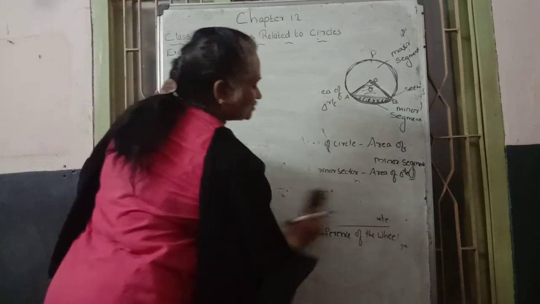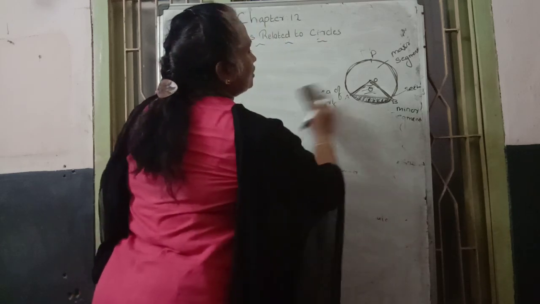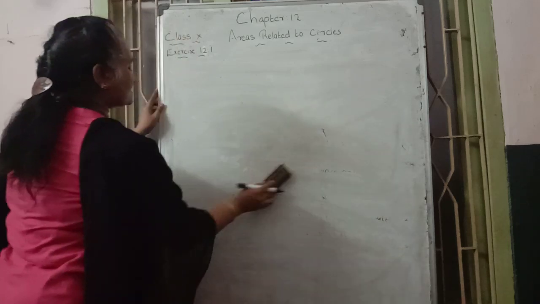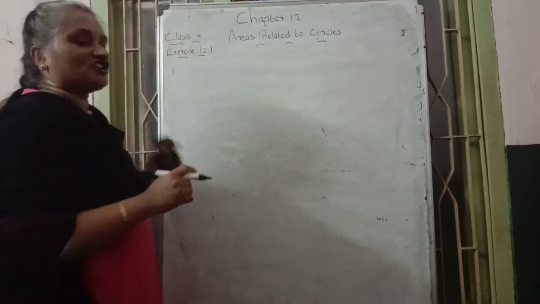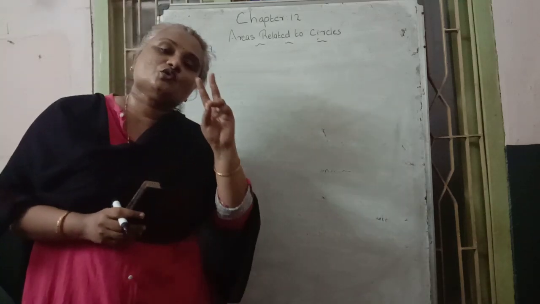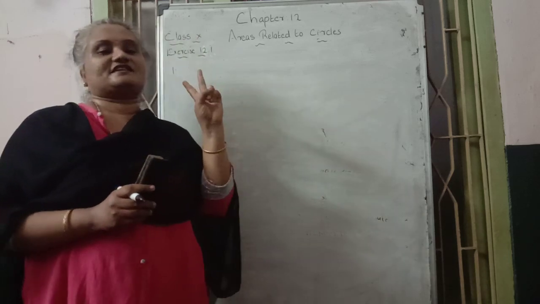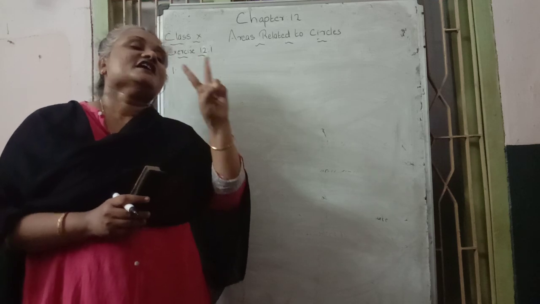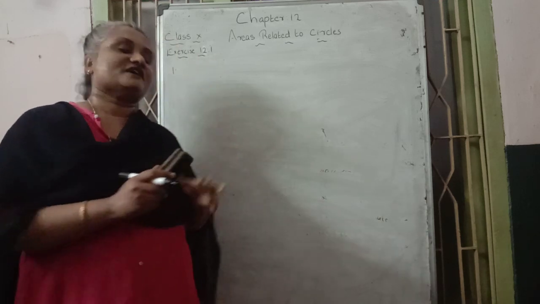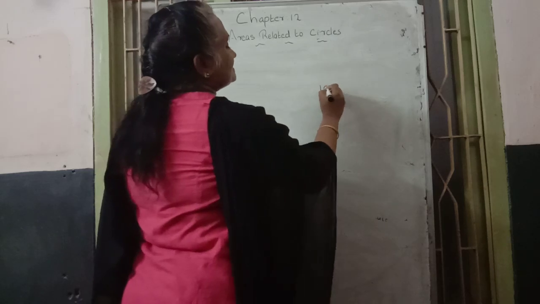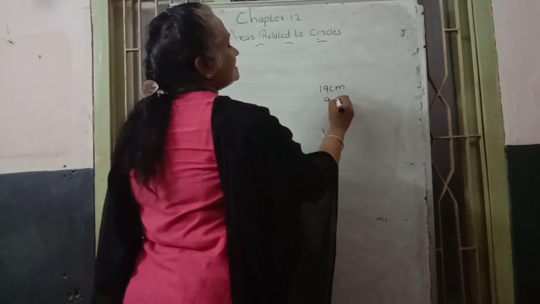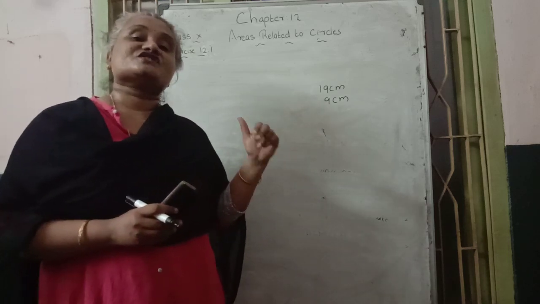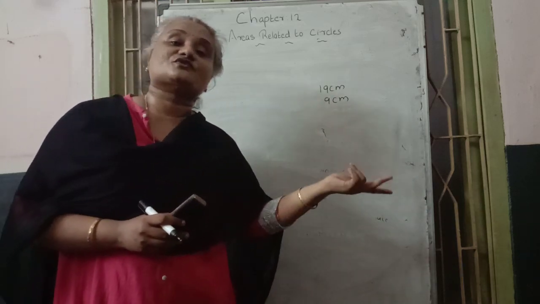So exercise 12.1. Here, the first question. The radii of two circles are given. Radius in plural form is radii. One circle's radius is 19 centimeter, another circle's radius is 9 centimeter. Then the question asks to find the radius of the other circle.